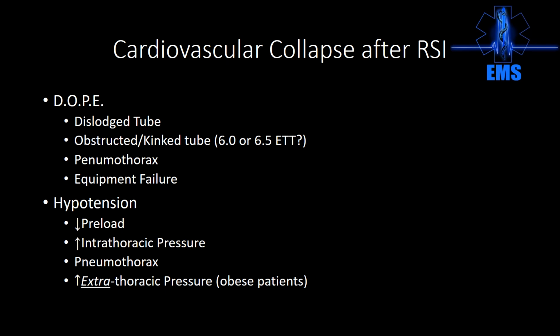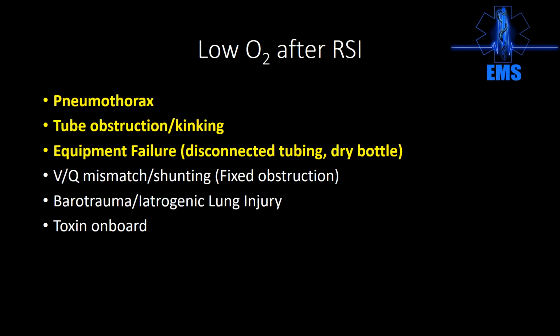And then lastly, extrathoracic pressure, and this is the obese patients, somebody with 25 or 30 pounds of adipose tissue sitting on the chest. This is also sometimes seen in women with large breasts who when they're lying supine, large breasts will limit their chest excursion and make it much more difficult to ventilate the patient.